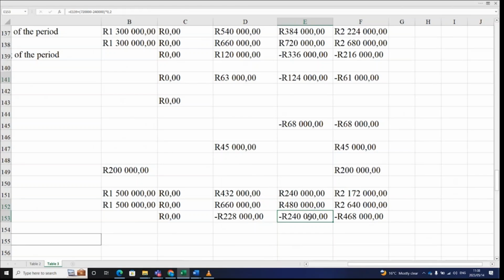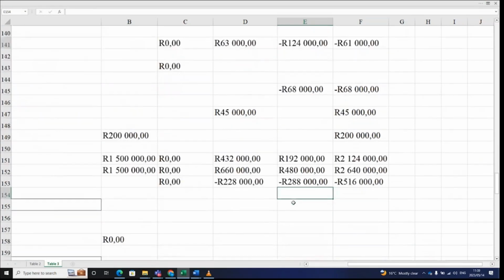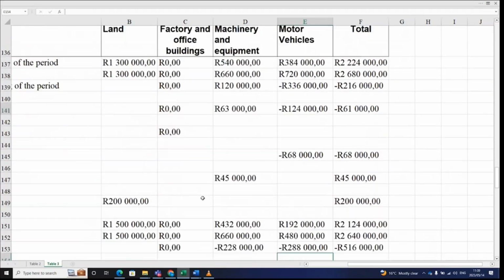Let's just get my signs right there. 432,000 Rand. Then I need to take out the 144,000, which was the opening depreciation of the asset we've sold. And that leaves us with our motor vehicles.